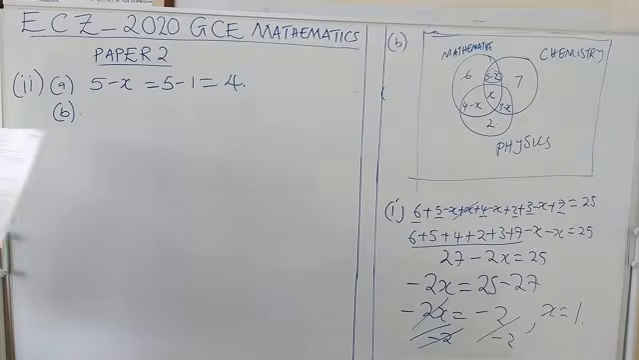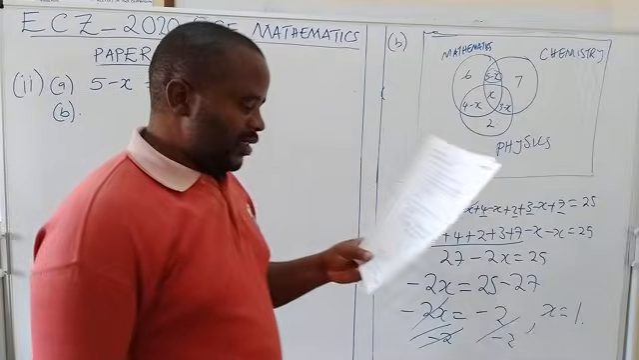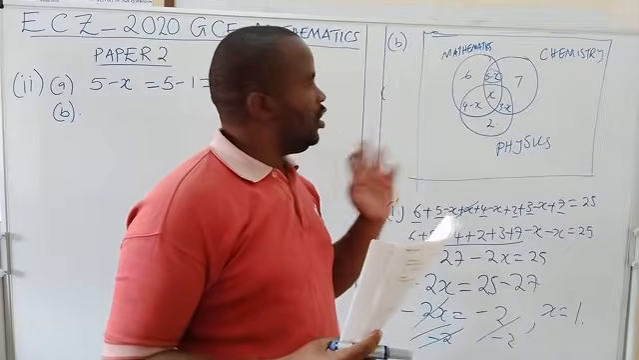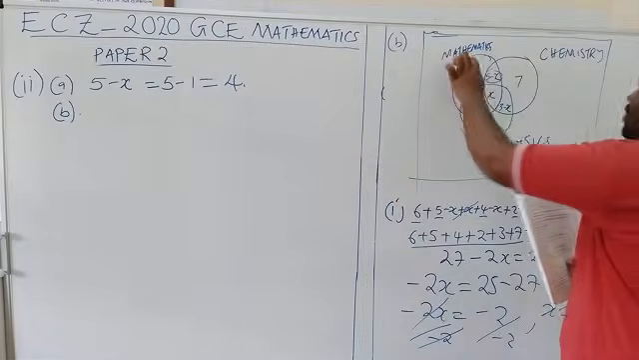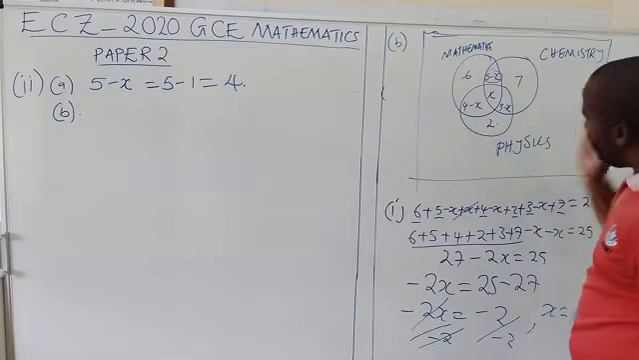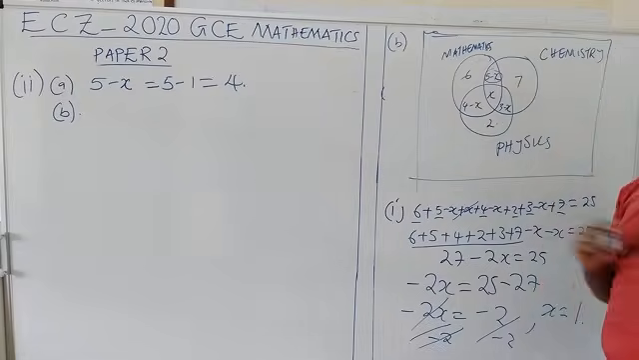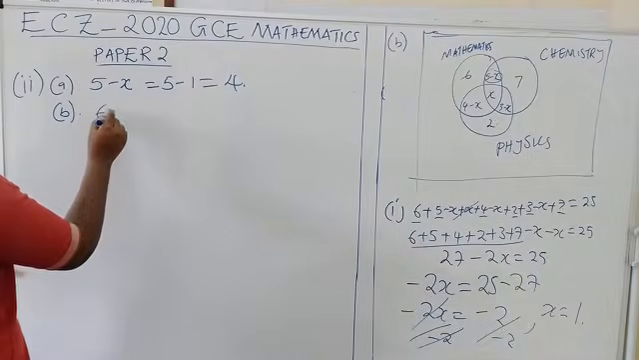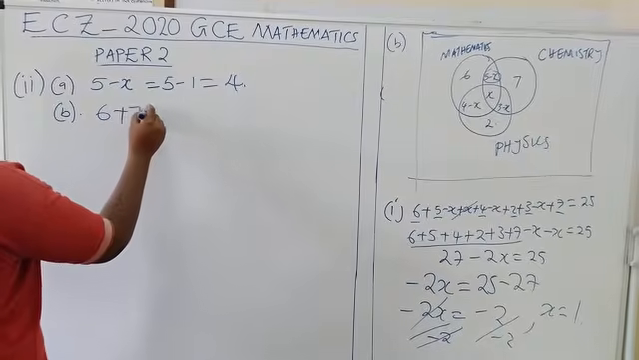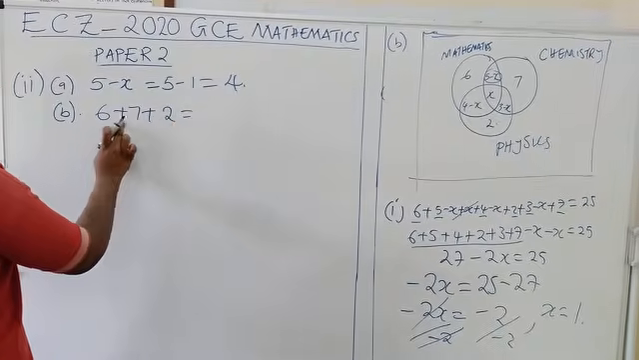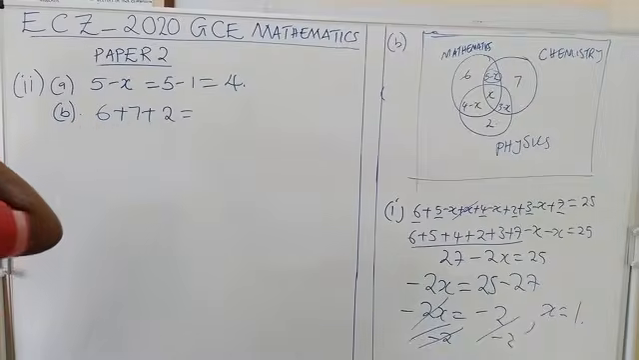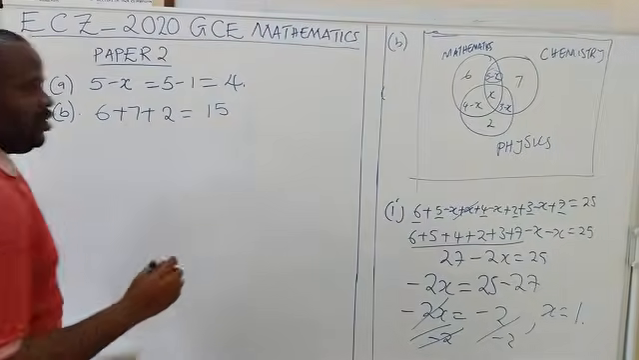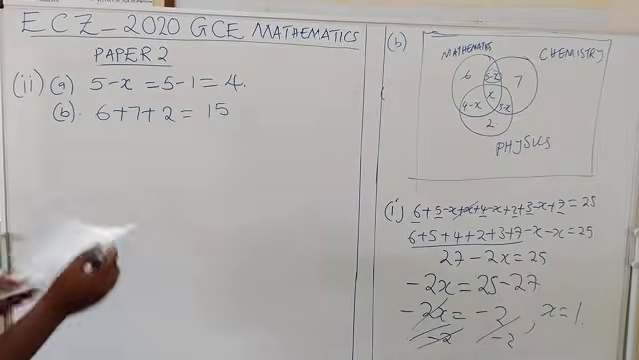How many students studied one course only? What does that mean? It simply means you go for the students that only took a particular course. That is mathematics only, chemistry only, or physics only. So you are going to say 6 plus 7 plus 2. 6 plus 7 you get 13. 13 plus 2, you have 15. 15 students. Then we go to C.